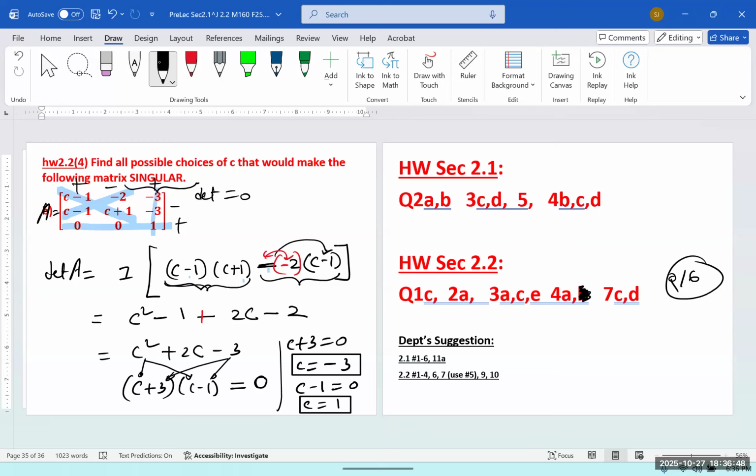So homework from 2.1 is question 2 AV, 3 CD, question number 5, 4 BCD. From 2.2 is question 1C, 2A, 3A CE, 4A, and 7 CD. And you'll have exam questions from these also. With this, we are done with chapter 2, and now chapter 3. Next week, Monday midnight.